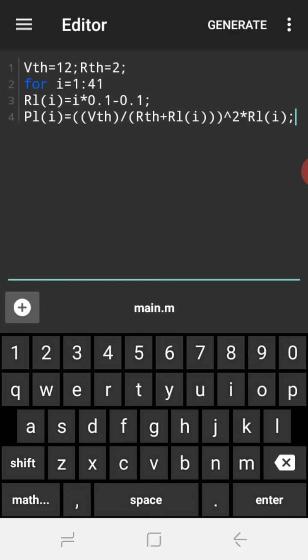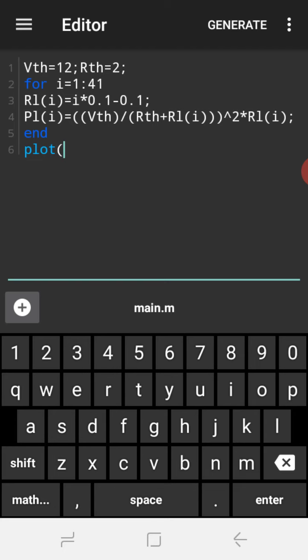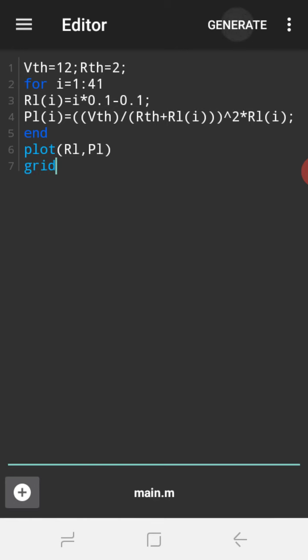And this loop ends with end, and plot the graph between RL, PL, and end with grid. We have to run the program.